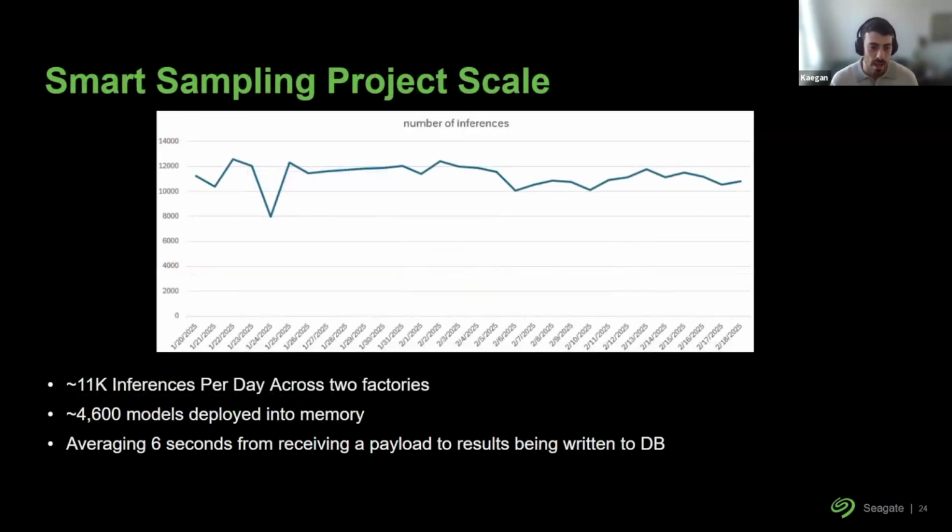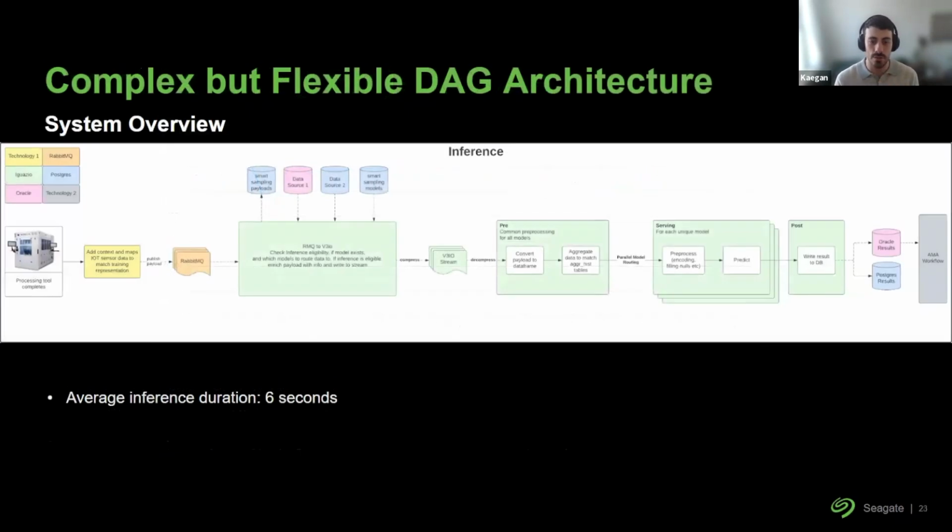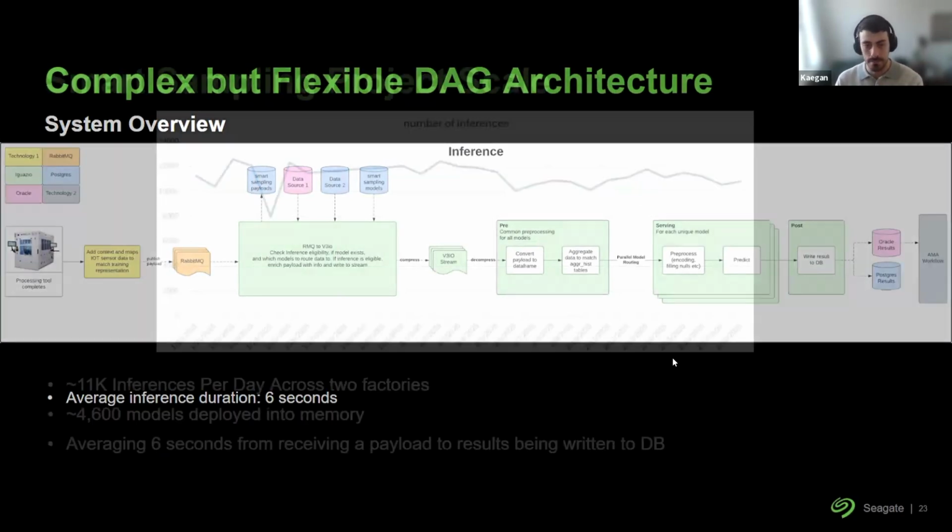Similar to the other project, in terms of scale we're operating at about 11K inferences per day across 2 different factories. There are about 4,600 models deployed into memory, and we're averaging about 6 seconds from receiving a payload to the result being written to the database. What's also wonderful is that each of these can be scaled independently. Not every payload has a model, but we're receiving every payload from the factory, which is a lot. So this could be scaled up independently of the overall DAG as well.